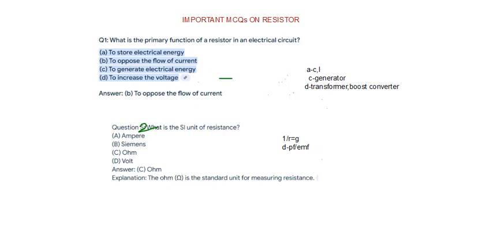What is question number 2? What is the SI unit of resistance? Ampere is the SI unit of current. Siemens is the SI unit of conductance. Ohm is the unit of resistance. Voltage is potential difference or EMF. So the answer is C, Ohm.